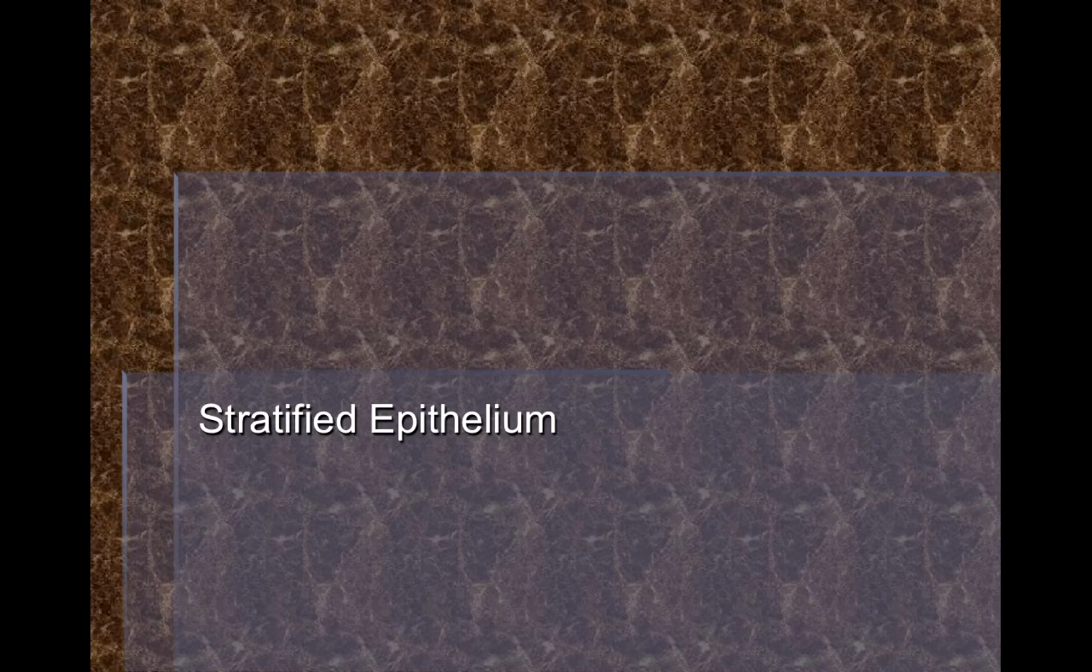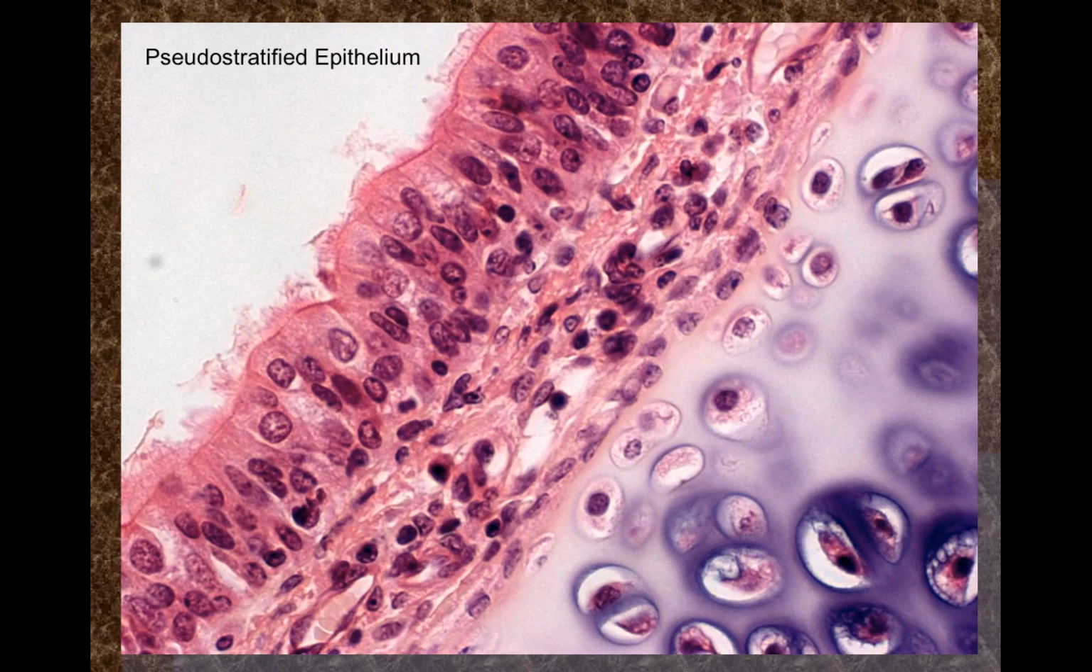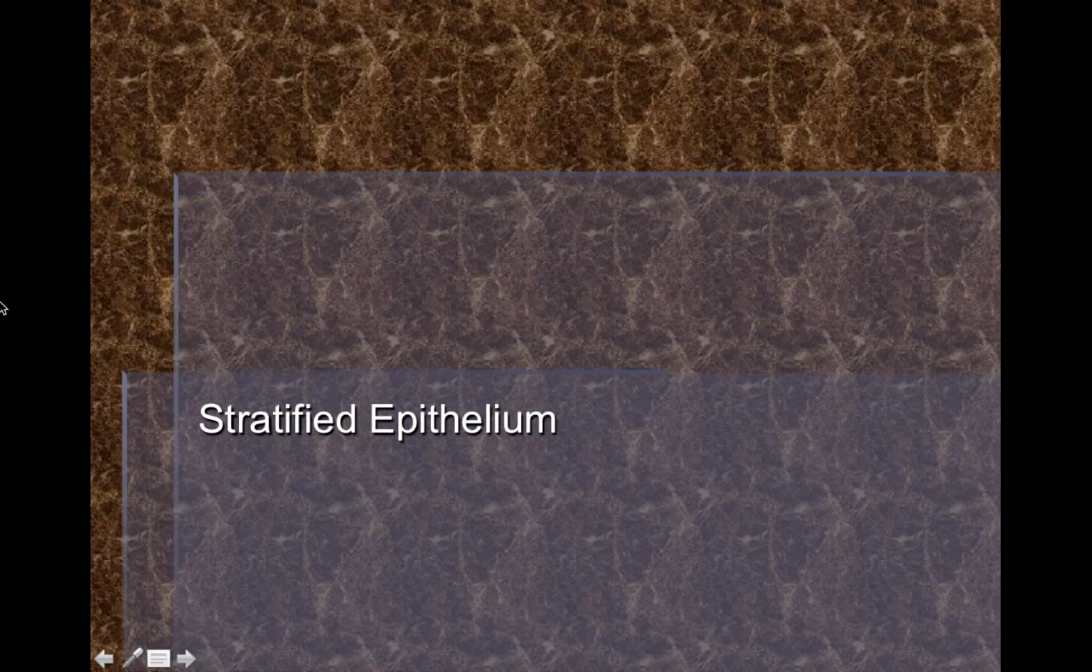Do you remember the pseudostratified epithelial tissue? Let's go back to it. See where the cilia are? That's where the free end is.